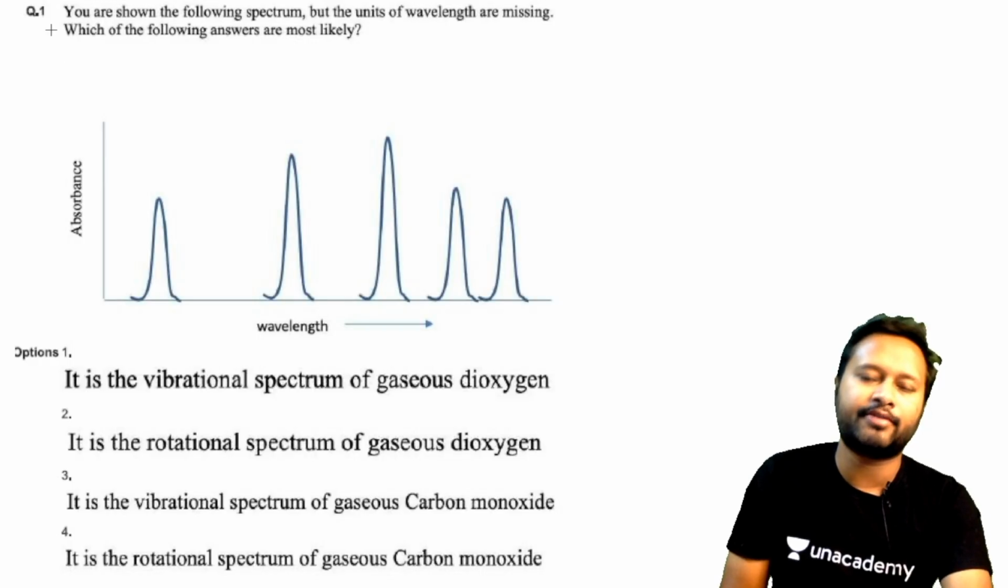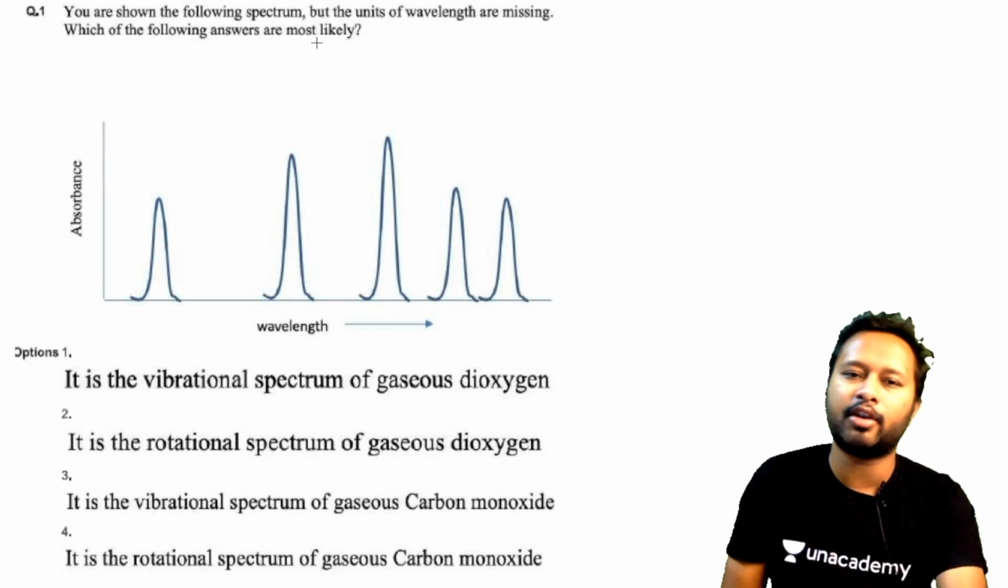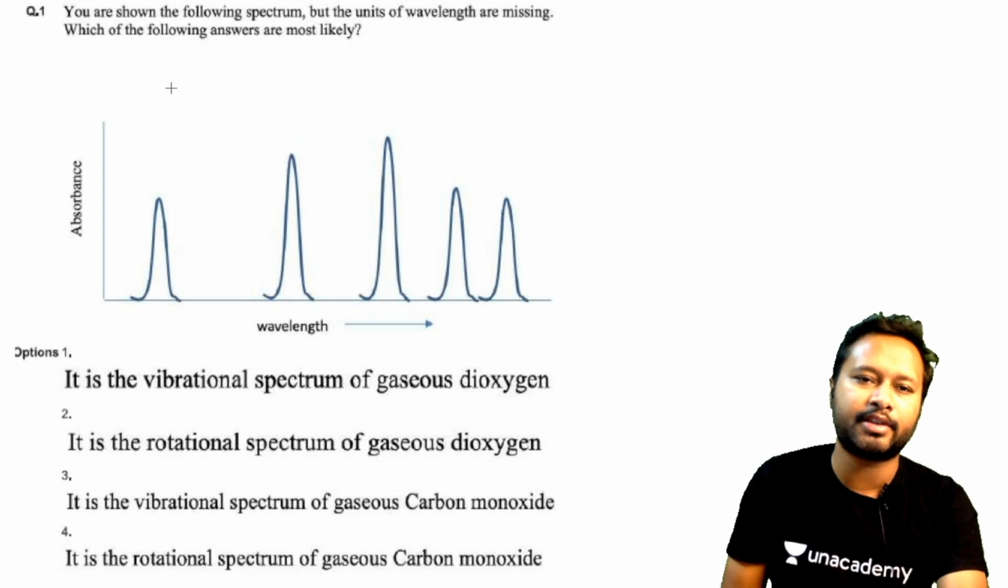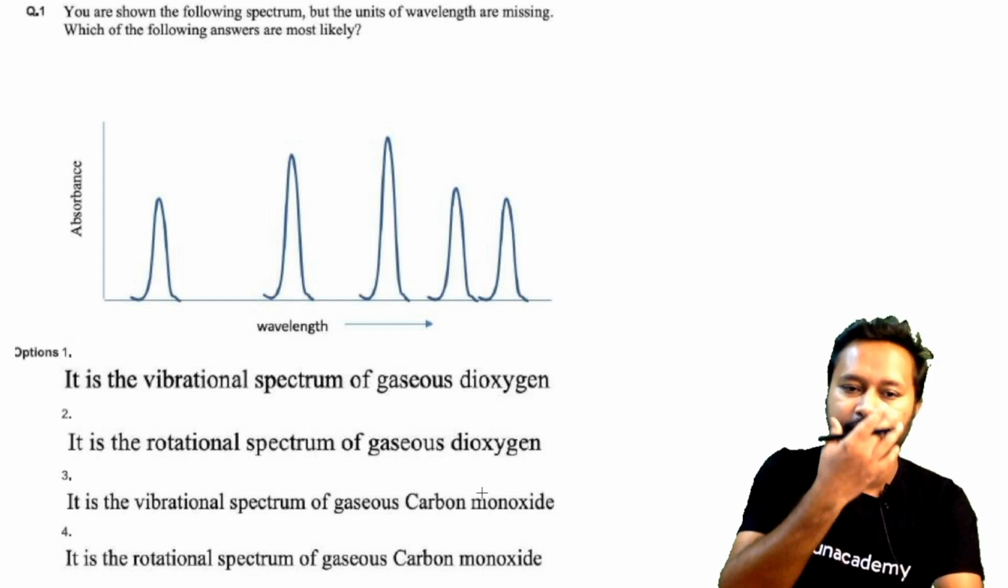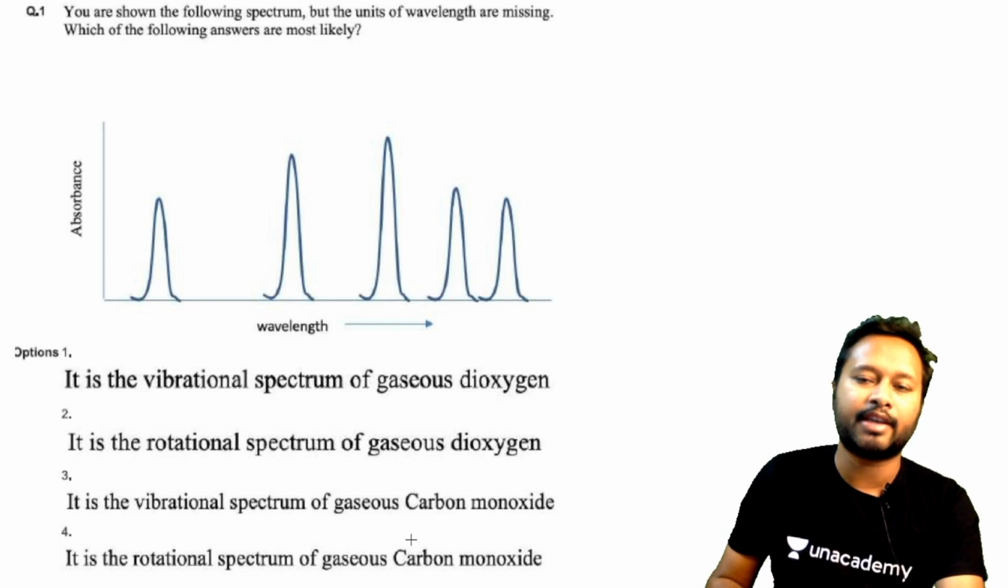Okay, let's talk about this first question. It says that you are shown the following spectrum, but the units of the wavelength are missing. Which of the following answers is most likely true? Now here you have a graph in which absorbance versus wavelength is given. It asks whether it is a vibrational spectrum of gaseous dioxygen, a rotational spectrum of gaseous dioxygen, a vibrational spectrum of gaseous carbon monoxide, or a rotational spectrum of gaseous carbon monoxide.